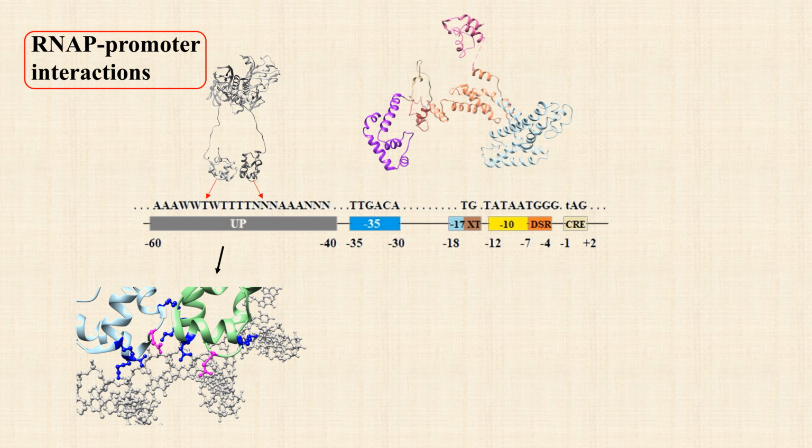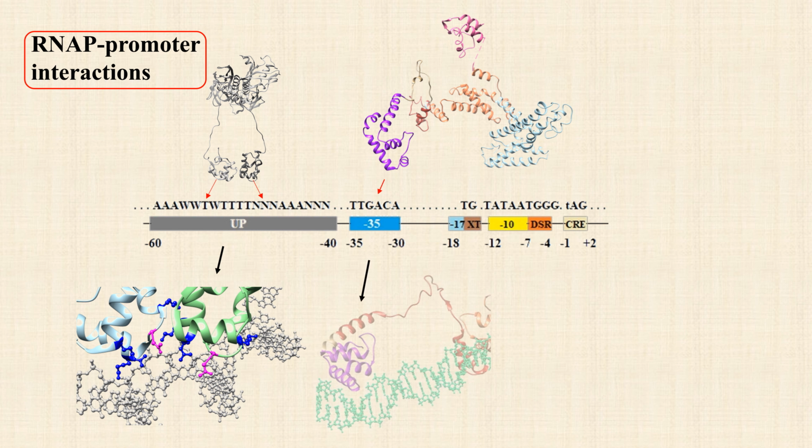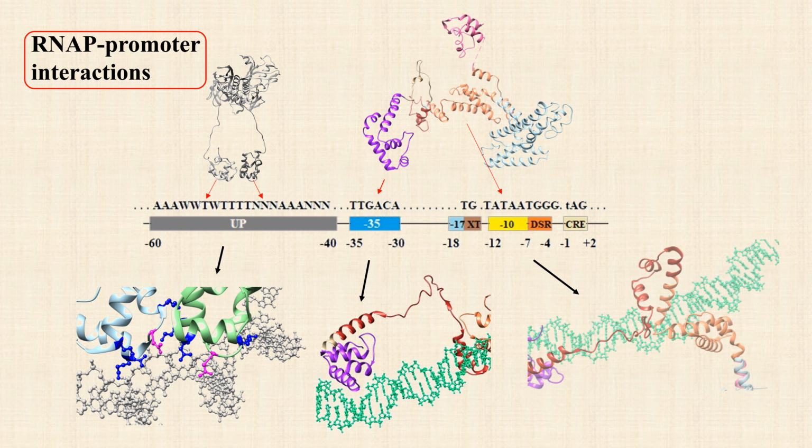Domain 4 of sigma binds the -35 element, while domain 2 binds the -10 element. Part of domain 2 is inserted into a major groove. Domain 3 of sigma interacts with TG, while a beta prime zipper interacts with the -17 or -18 element.